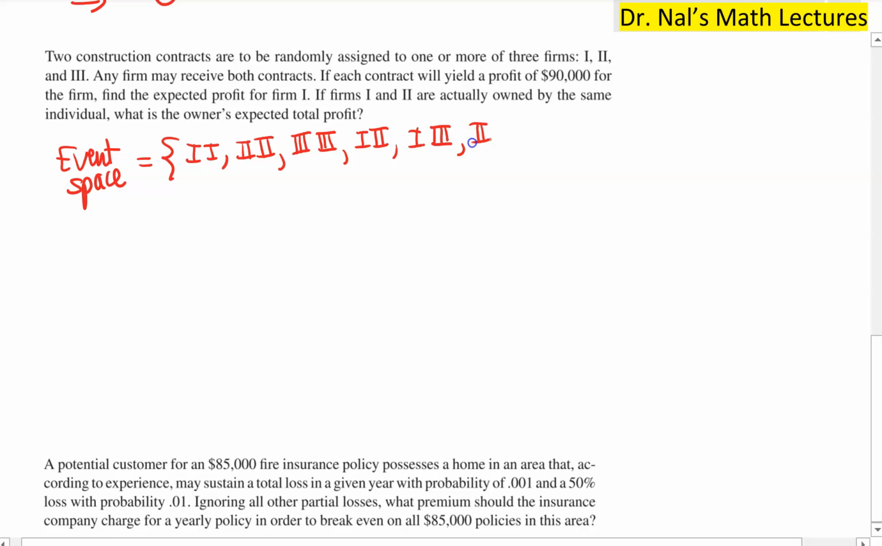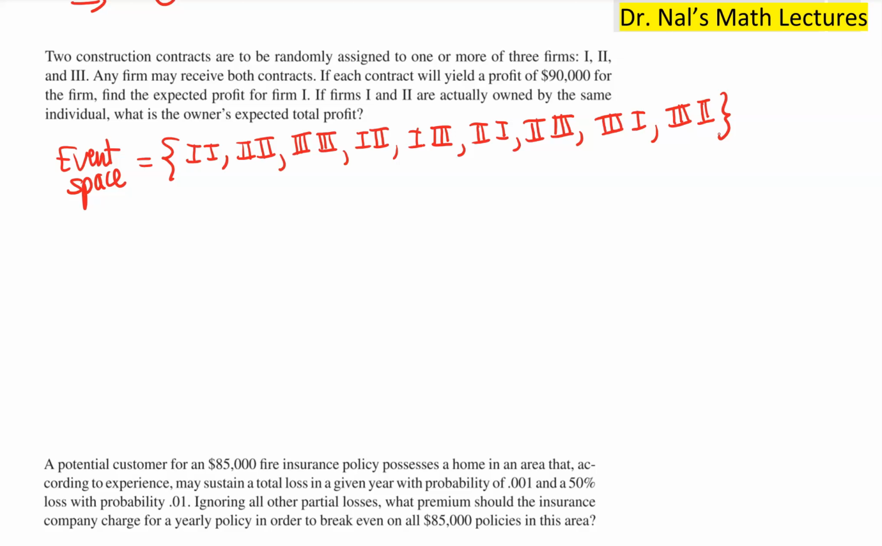Or the first contract goes to the second firm, the second contract goes to the first firm, or the first contract goes to the second firm, the second contract goes to the third firm. Oh boy. First contract goes to the third firm, the second contract goes to the first firm, and finally first contract goes to the third firm, and then second contract goes to the second firm. That's pretty much it. Each of these events is equally likely, and when you look at it, you can also see how many contracts each firm gets.